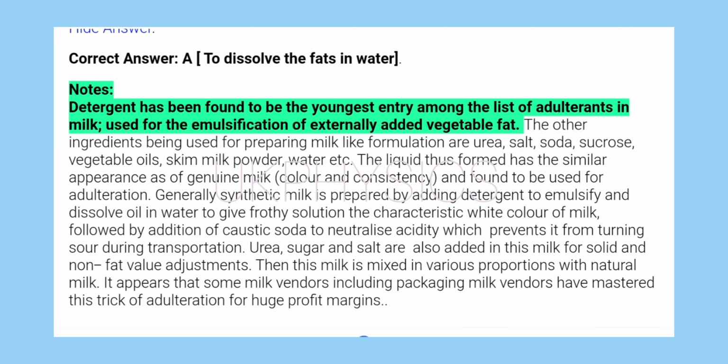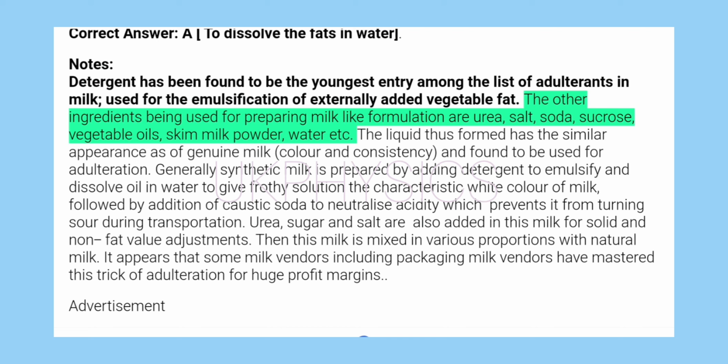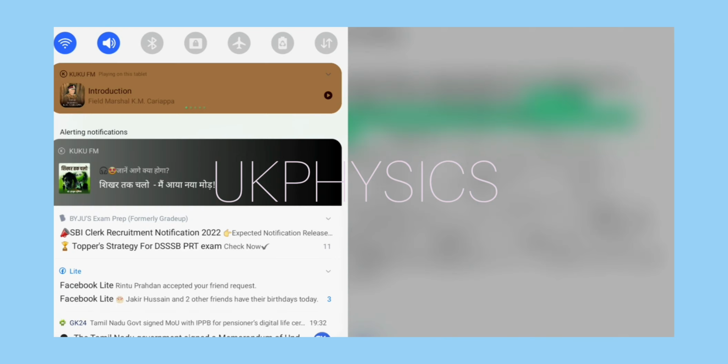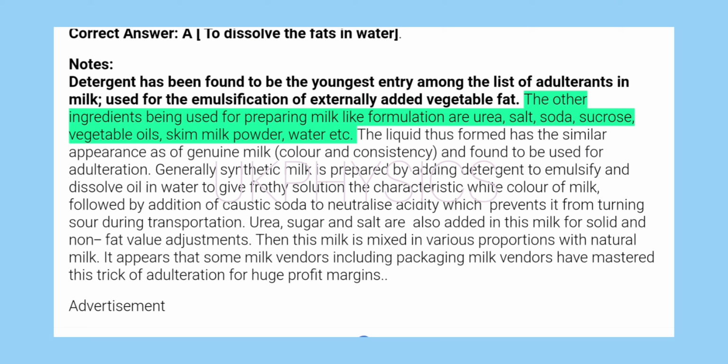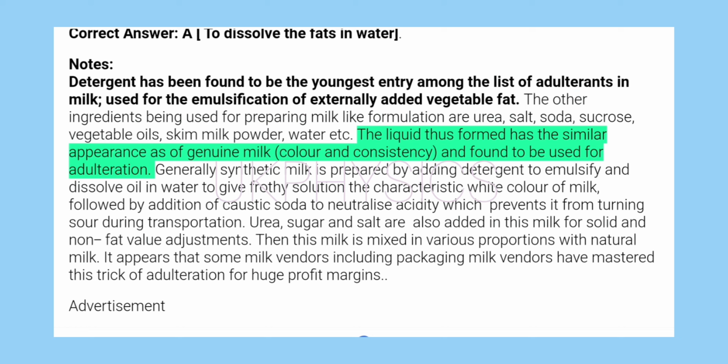Notes: detergent has been found to be the youngest entry among the list of adulterants in milk, used for the emulsification of externally added vegetable fat. The other ingredients being used for preparing milk-like formulation are urea, salt, soda, sucrose, vegetable oils, skim milk powder, water etc. The liquid thus formed has a similar appearance as genuine milk, color and consistency, and is found to be used for adulteration.